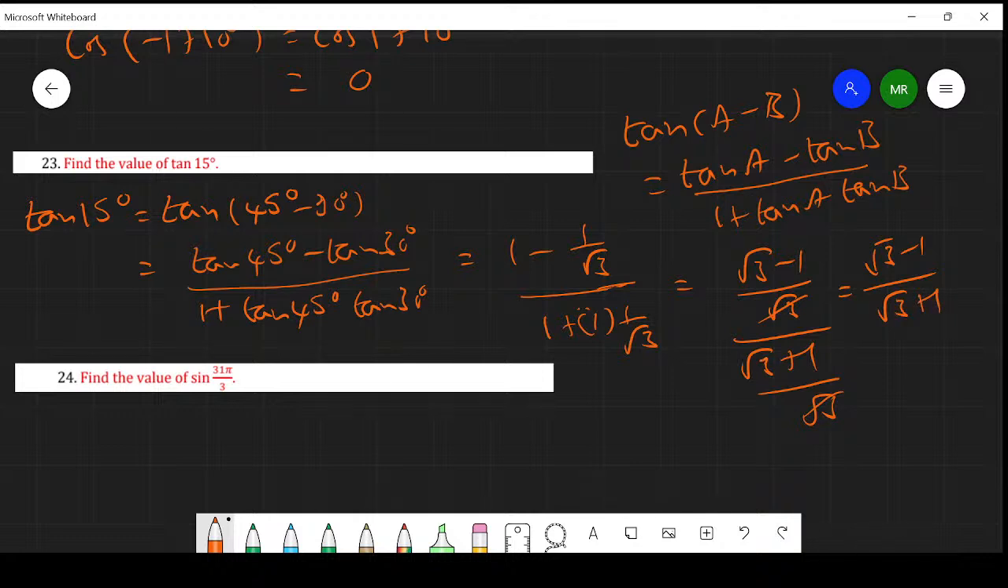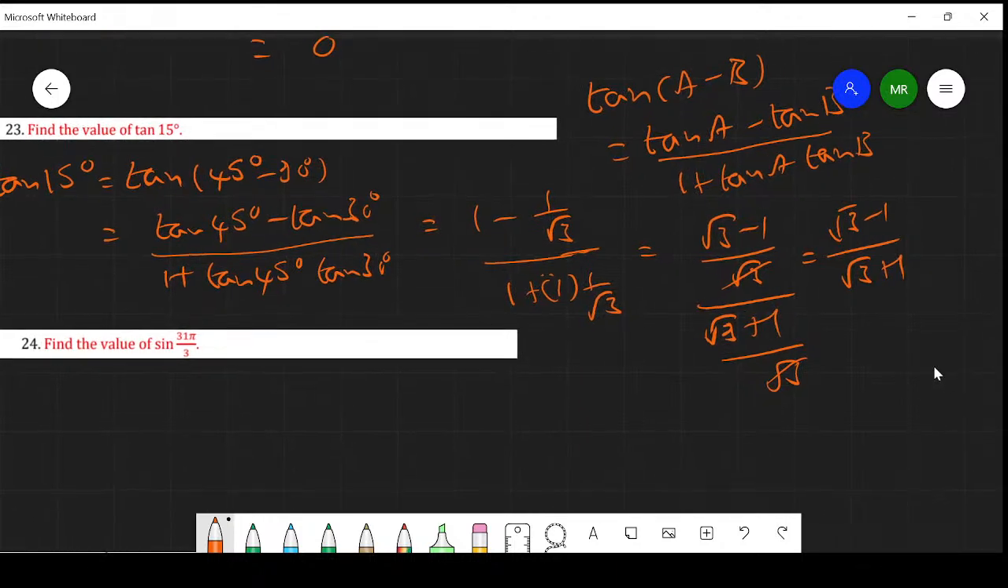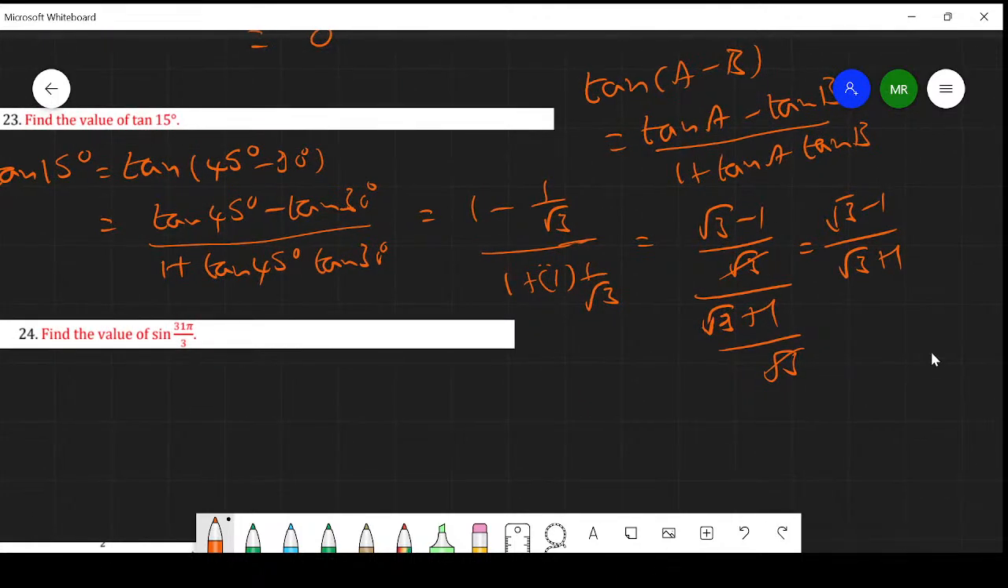Here, for 2 marks, no need to rationalize. You can leave it as root 3 minus 1 by root 3 plus 1. Otherwise I should rationalize this. I can stop here for 2 marks. If you do the rationalization, you will get the answer 2 minus root 3. For the 3 marks case, we can do rationalization. What is the meaning of rationalization?